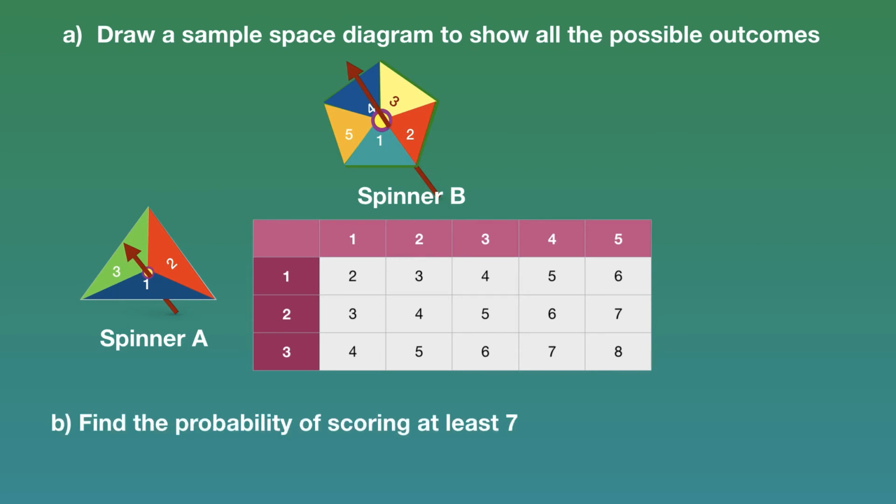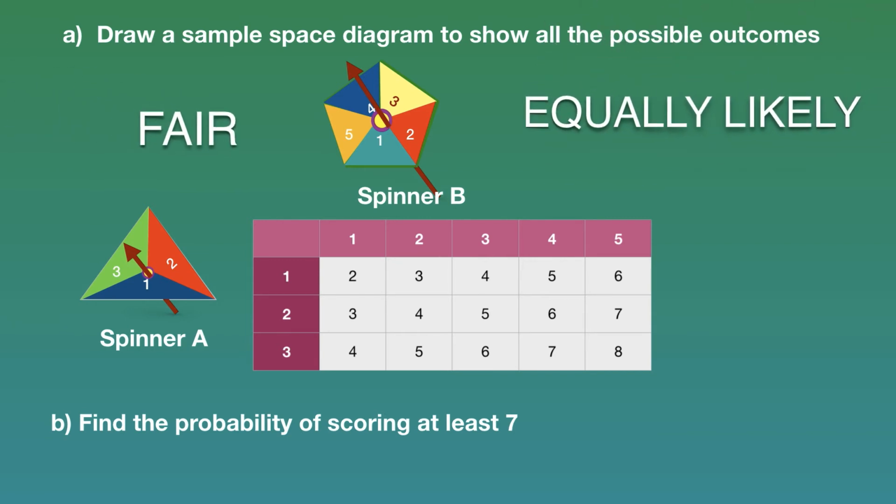Part B of the question asks for the probability of scoring at least 7. Since the spinners are fair, all the outcomes in the table are equally likely. There are a total of 15 outcomes. All of them are equally likely and 3 of them have a score of 7 or more. So therefore the probability of getting at least 7 is 3 out of 15.